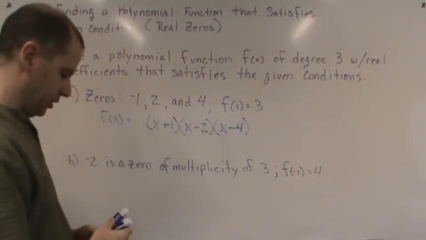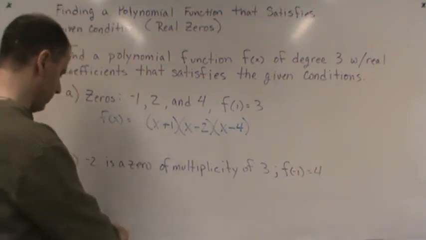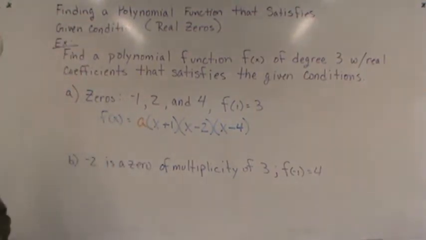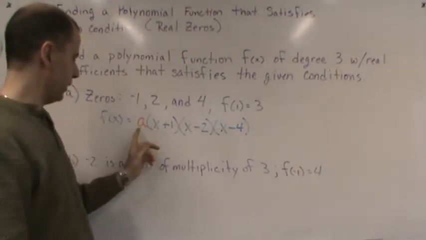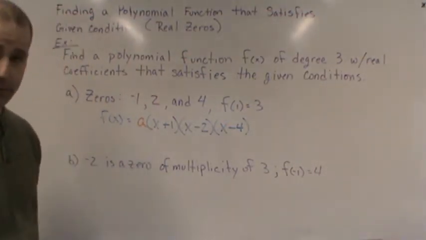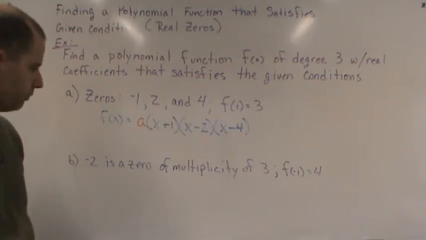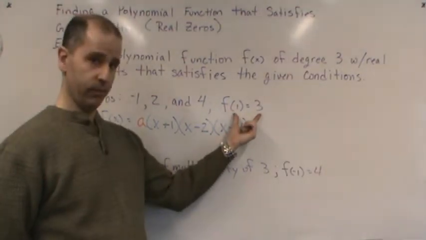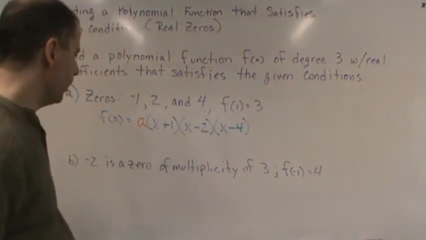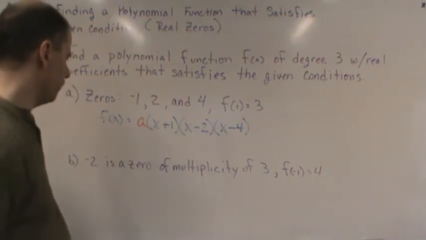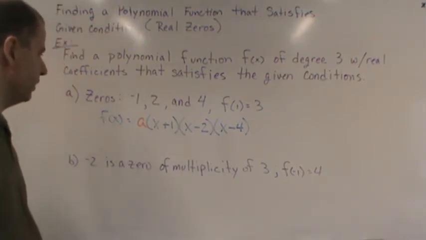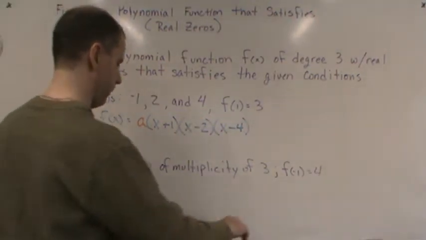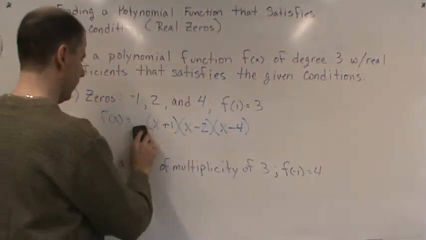Now, there's one catch. We have an a out here, because we can multiply these factors by any real number and that would be sufficient. But we want a specific value for a. Well, that's where this condition comes in. So how are we going to get the value of a? What we're going to do is plug 1 in for all of these values, and we'll figure out what a is.